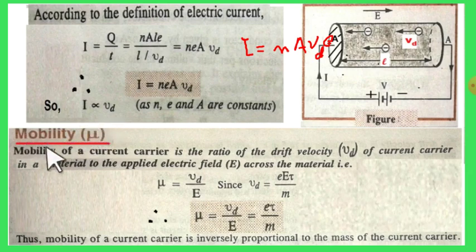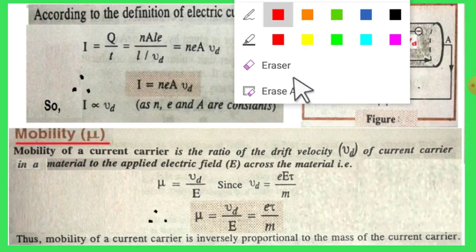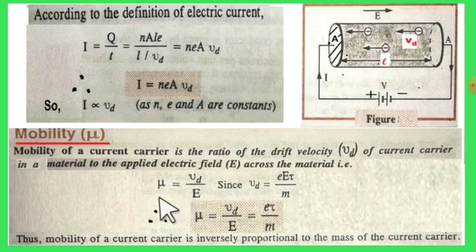Now a very important one, that is mobility, and it is denoted by mu. Mobility may be defined as the drift velocity per unit electric field. You can define it in that way. So mobility of a current carrier is the ratio of drift velocity of a current carrier in a material to the applied electric field E across the material. That means VD by E. This is a ratio of drift velocity to the electric field. We call it mobility. You can define this mobility in a very simple word as drift velocity per unit electric field. We call it simply as mobility.